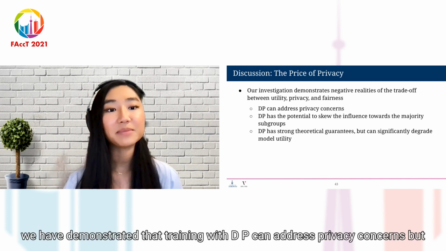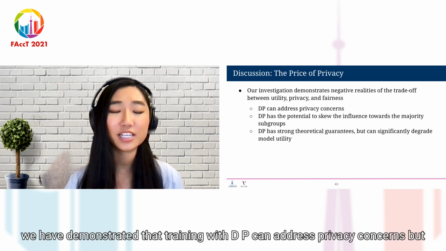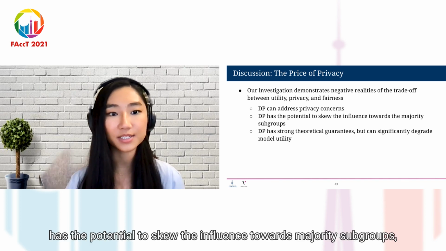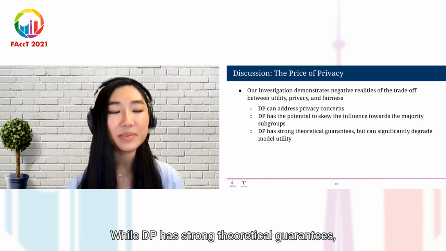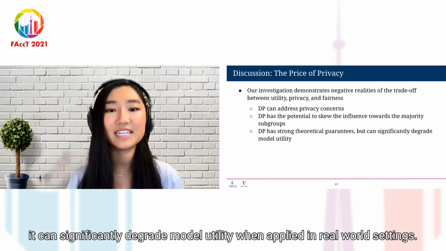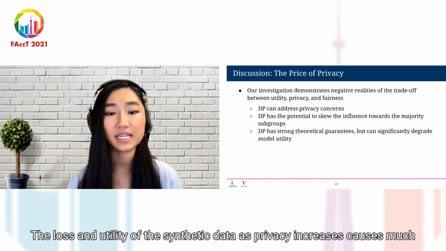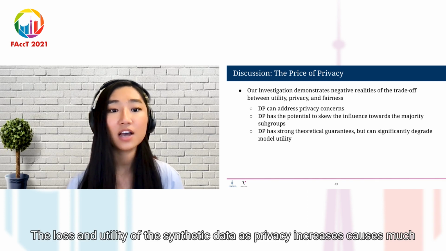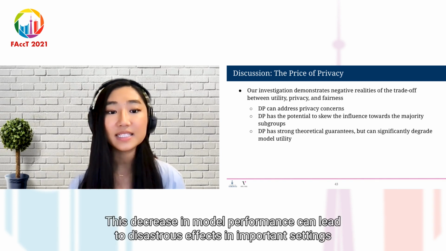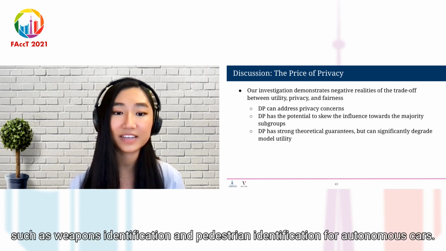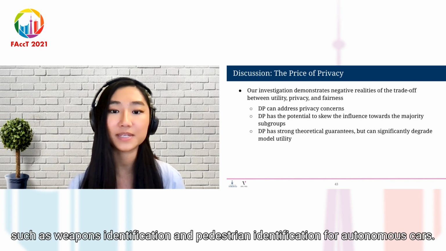In summary, we have demonstrated that training with DP can address privacy concerns, but has the potential to skew the influence towards majority subgroups, exacerbating already existing inequalities in the data collection process. While DP has strong theoretical guarantees, it can significantly degrade model utility when applied in real-world settings. The loss in utility of the synthetic data as privacy increases causes much higher rates of misclassifications in downstream models. This decrease in model performance can lead to disastrous effects in important settings, such as weapons identification and pedestrian identification for autonomous cars.